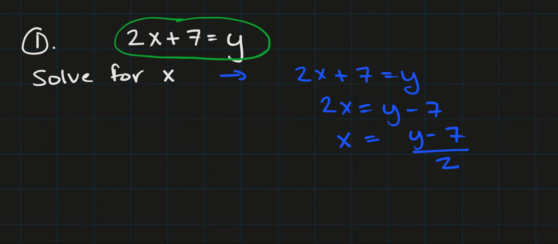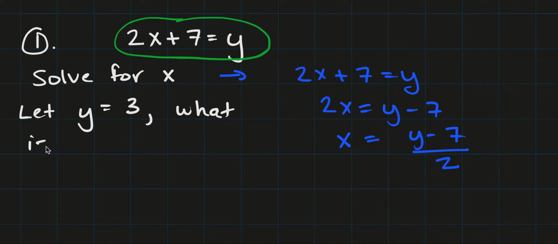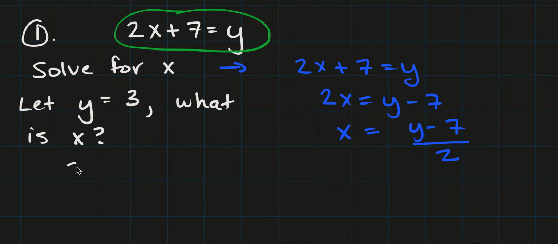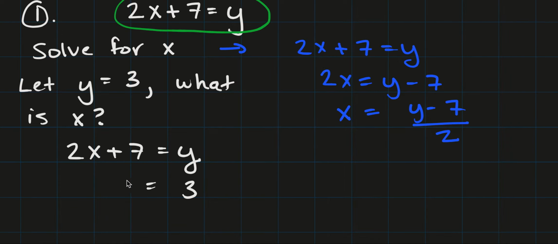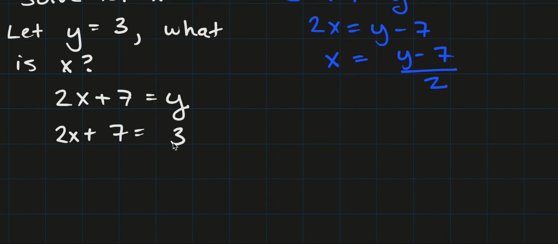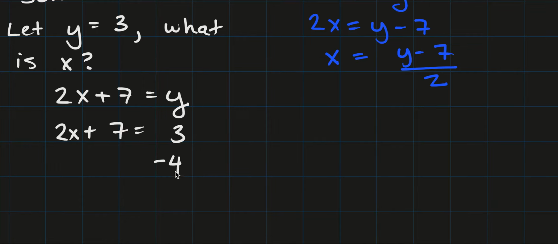All right, so now I'm going to say let y, write it the way I wrote the other y, let y equal, let's say 3. What is x? There's a couple of ways to do this. You can start with what you have, which is 2x plus 7 is y. And plug in 3 for this y. And then solve for x. So you're going to move the 7 to the other side. That's -4 is 2x. So you get x is -4 over 2, which is -2.